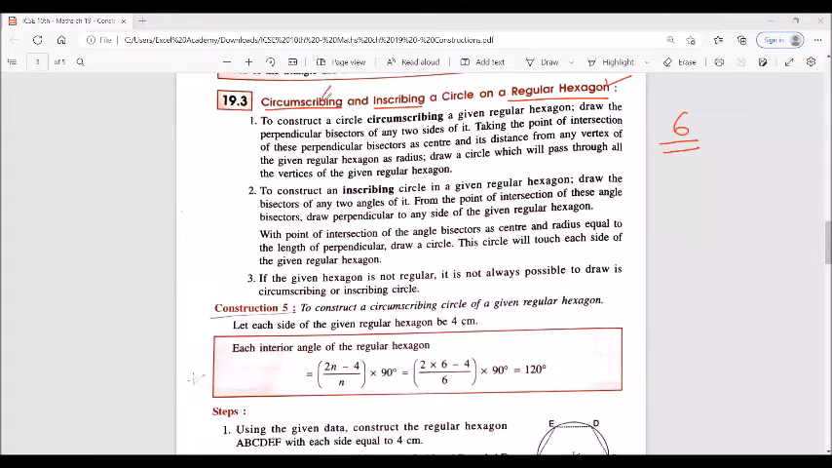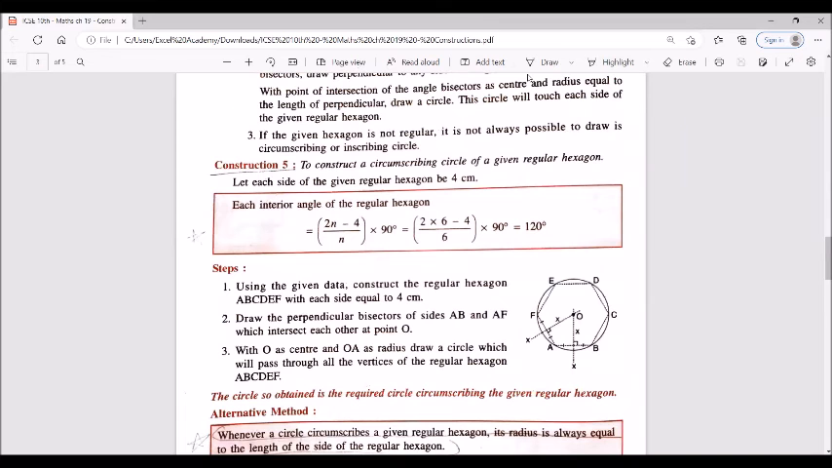So circumscribing a circle, the circle will be outside, the hexagon will be inside. And inscribing a circle in a regular hexagon, the circle will be inside and the regular hexagon will be outside in a manner that all the sides of the regular hexagon will be tangent to the circle. Okay, that way. So let's start with circumscribing the regular hexagon.